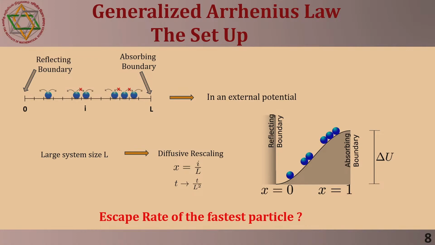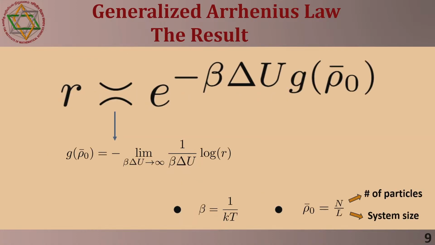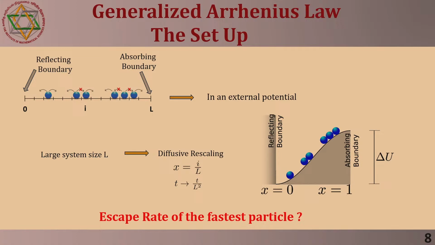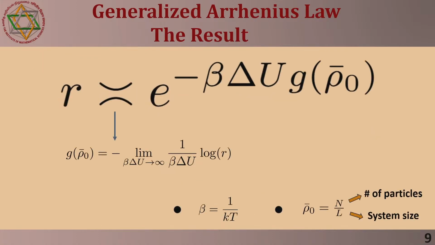And what is the question that the setup asks? We ask what is the escape rate of the fastest particle. By that I mean what is the rate of absorption of the first particle that gets absorbed at x equal to 1. To answer this question, we used macroscopic fluctuation theory to derive the generalized Arrhenius law form. However, I am skipping all the technical details because of the lack of time, and here is the result: the escape rate is given by this simple formula, where this symbol implies this relation, and rho 0 bar is nothing but the density of the system.